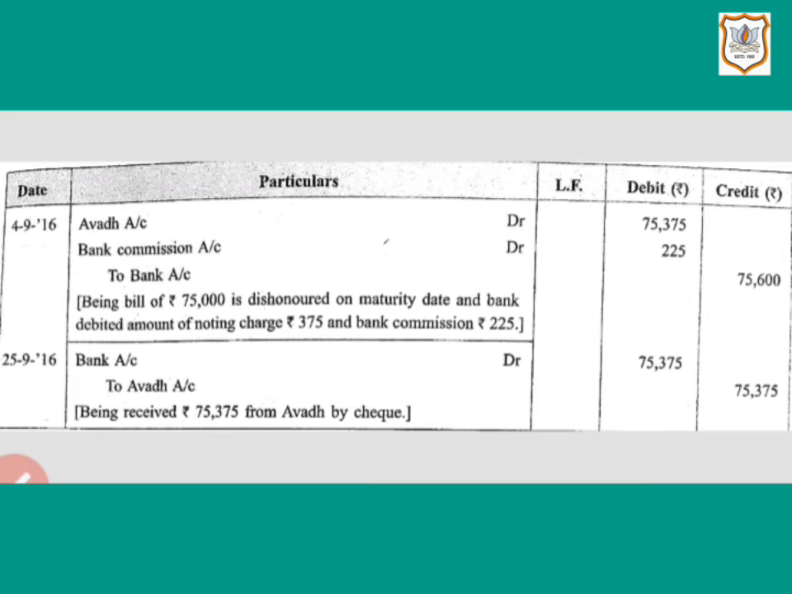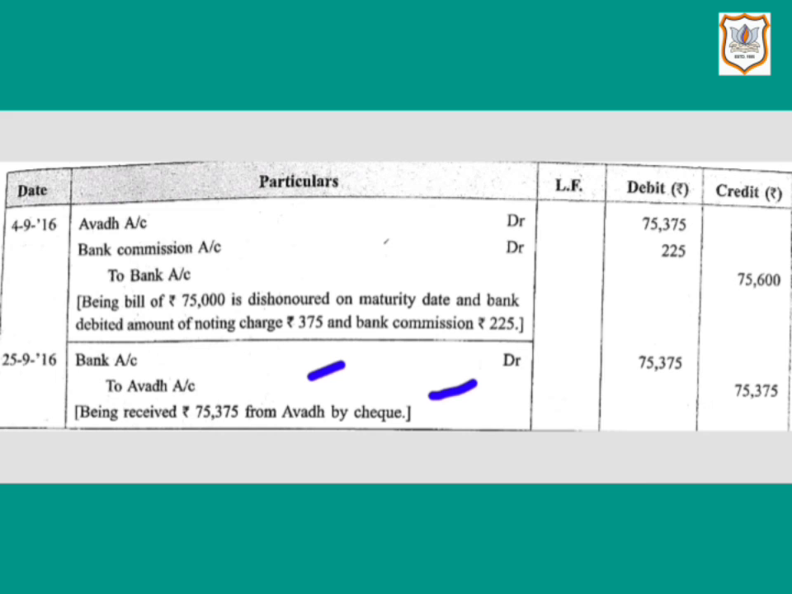Now further it is given that on 25th September 2016, Awadh paid the entire amount payable to Dharmesh by a check. The amount payable to Dharmesh would be 75,000 plus noting charges of 375, so 75,375 is the amount payable, and now Awadh has paid the entire amount. In the books of the drawer, that is Dharmesh, the entry would be bank account debit, as the bank is the receiver of the amount, so the bank balance will increase. So bank account will be debited by rupees 75,375 and Awadh's account will be credited. Awadh was a debtor for Dharmesh, but as he has paid the entire amount, the debtor will get reduced, so Awadh's account will be credited.